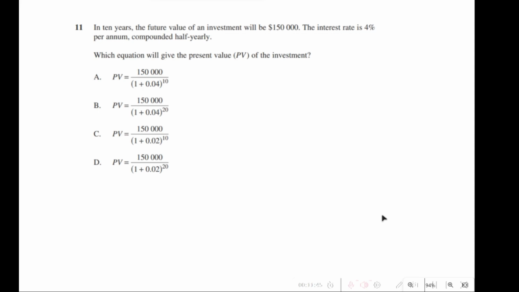In 10 years, the future value of an investment will be 150,000. The interest rate is 4% per annum, compounding half yearly. Which equation gives the present value of the investment?